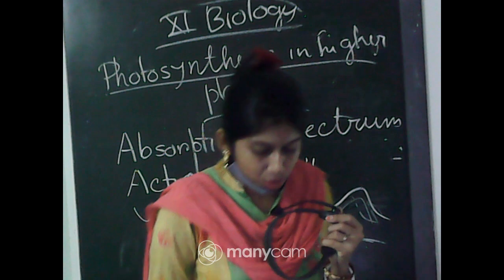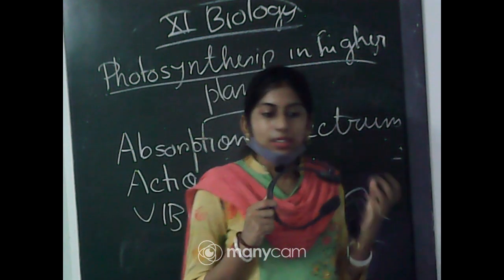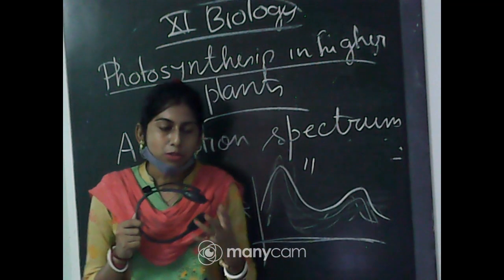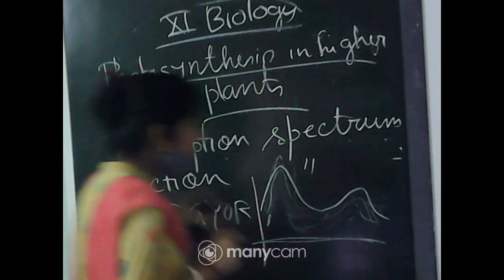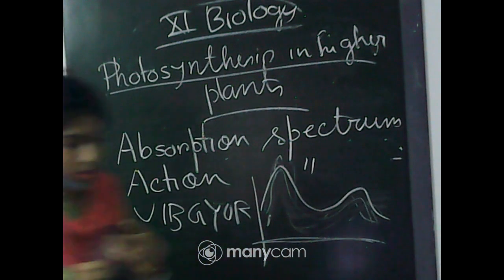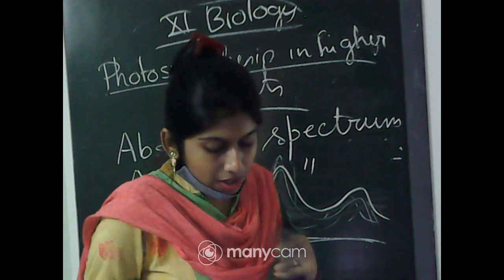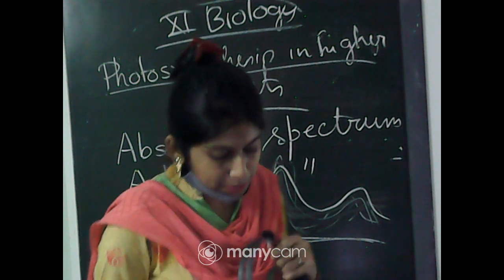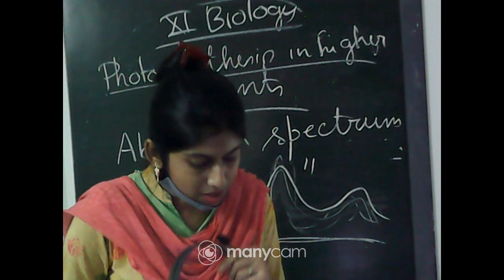Why? Because chlorophyll is the chief photosynthetic pigment, as you know, and when it gets the maximum amount of light, the rate of photosynthesis will be highest. That's why we are getting this type of graph, and we can conclude that most of the photosynthesis takes place particularly in the blue and red regions of the spectrum.